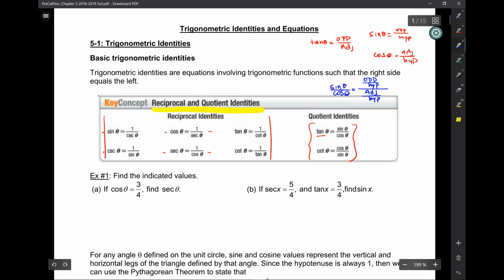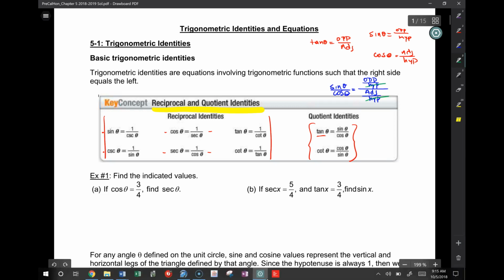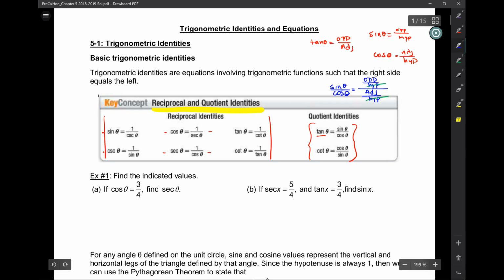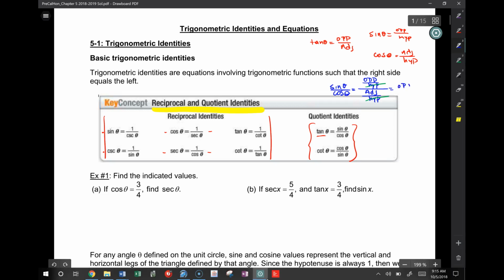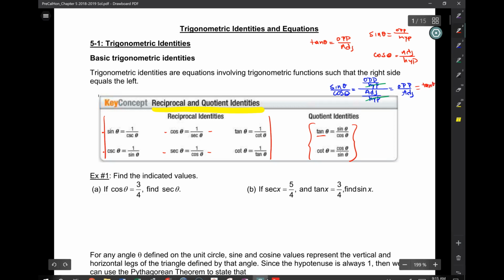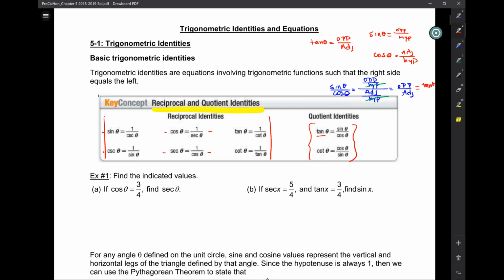Now in math, if you have a fraction divided by a fraction, if the numerators are identical, you can cancel them out. If the denominators are identical, you can cancel them out. And what does that leave you with? Opposite over adjacent, which is what? It's tangent, right? So you see that tangent is sine over cosine. You can do the same thing with the cotangent, okay?